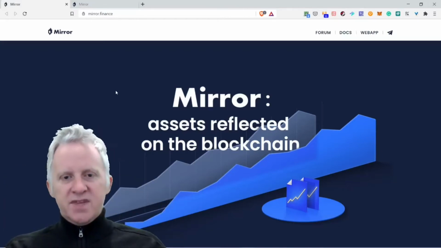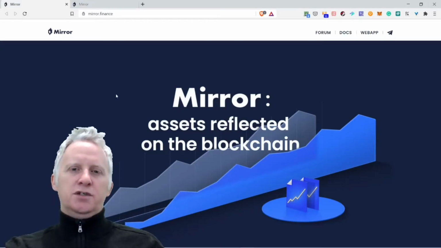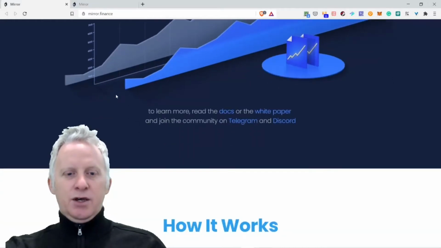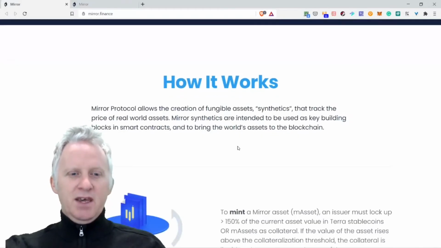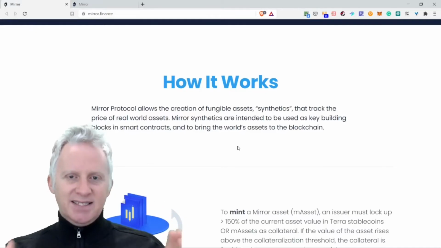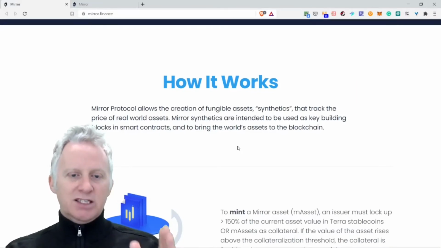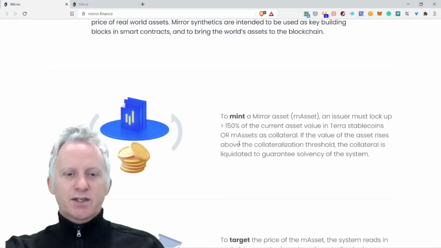So today I want to present you Mirror, a synthetic asset protocol reflecting real-world assets on the blockchain. What is that? To learn more, read the docs or the white paper and join the community on Telegram and Discord. How does it work? The Mirror protocol allows the creation of fungible synthetic assets that track the price of real-world assets. Mirror synthetics are intended to be used as key building blocks in smart contracts and bring real-world assets to the blockchain. So how does this work?